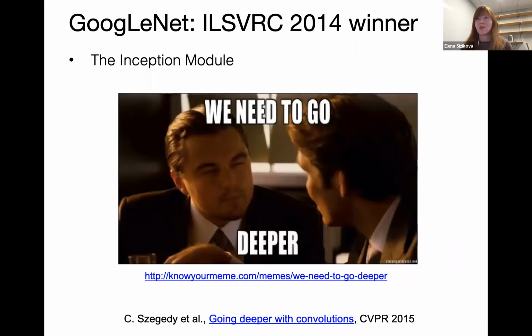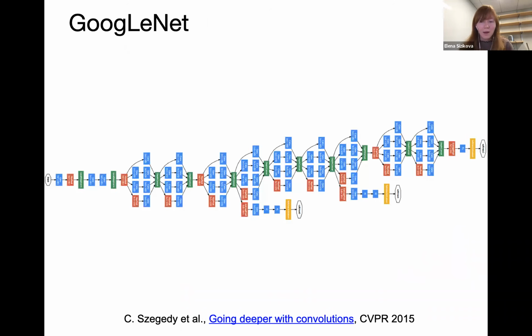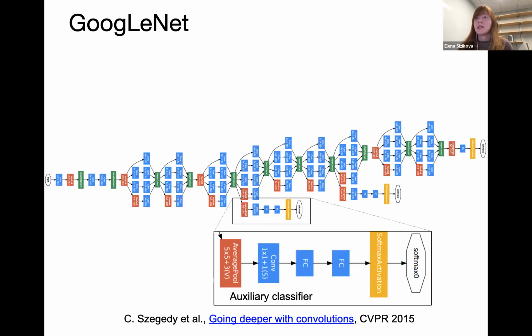So this is the part where I talk about "we need to go deeper." Do we really need to go deeper to achieve better performance, or maybe there are some other tricks that we can try? GoogLeNet's key idea is that there's an auxiliary layer, a combination of certain layers that forms at every step. So we're not only classifying at the very end, but we're classifying at intermediate layers.